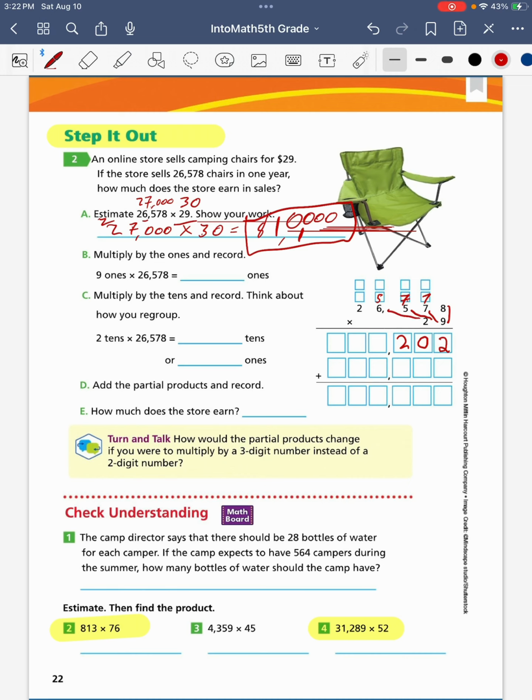9 times 6 is 54, plus an additional 5 is 59. I place my 9 down in my thousands place and carry my 5 over to my 10,000s. Lastly, I multiply 9 times 2, which gives me a total of 18, plus 5 for a total of 23. That is 239,202 ones. Next, I need to multiply by my tens.